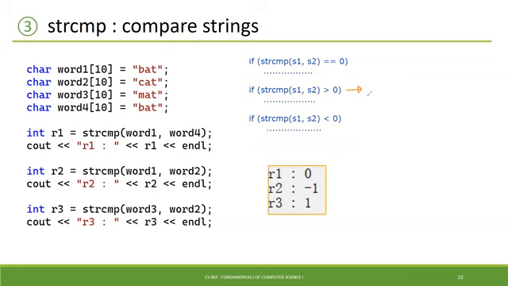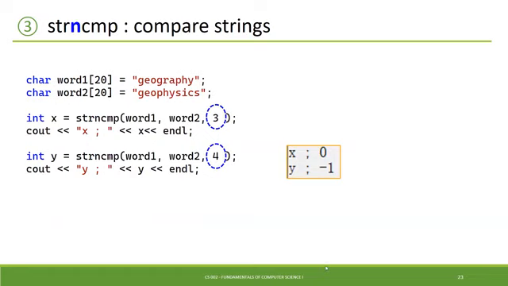So this means that S1 comes after S2 in the dictionary, right? Yes. And minus means S2 comes after. I think you understand this one, and this is the same. Any question about this return value of string compare? Remember this one: 0 is the same words.